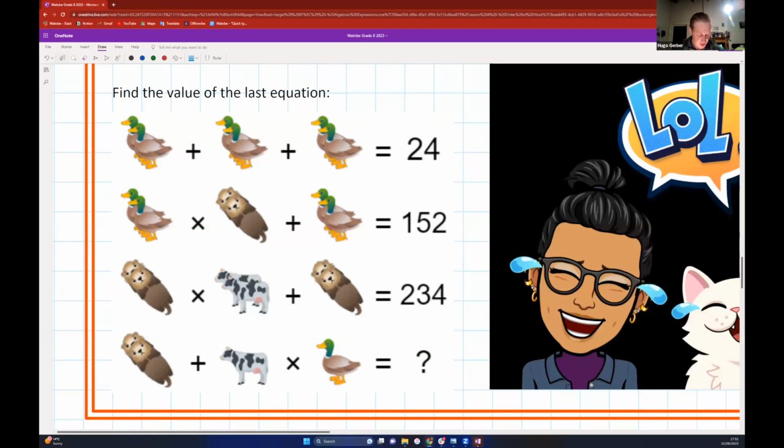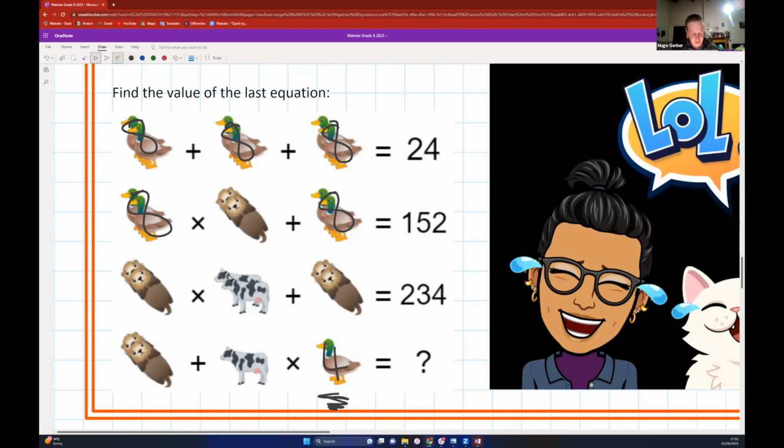So two ducks plus two ducks plus two ducks gives us 24. So to find our answer, we're going to say 24 divided by 3. So we know that the ducks as a pair need to be 8, 8, 8. Good. Now we can go to all the other ducks and put 8 there because we have already worked this out. Remember that here at the bottom, we only have one duck, so it's going to be half of 8. So I'm putting here 4.